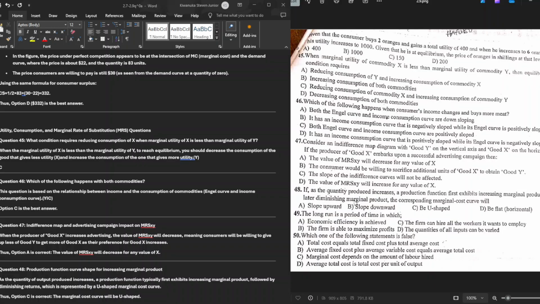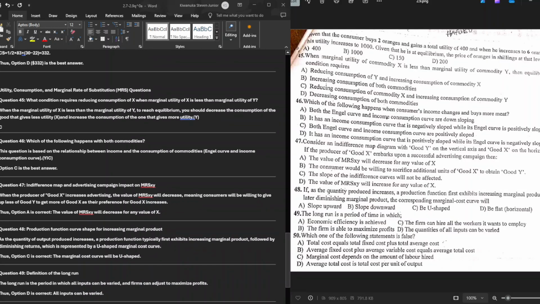Coming to 48: if the quantity produced increases, a production function first exhibits increasing marginal product and later diminishing marginal product. The corresponding marginal cost curve will be... As the quantity of output increases, a production function typically exhibits increasing marginal product followed by diminishing returns, which is represented by a U-shaped marginal cost curve. So that is the function here.